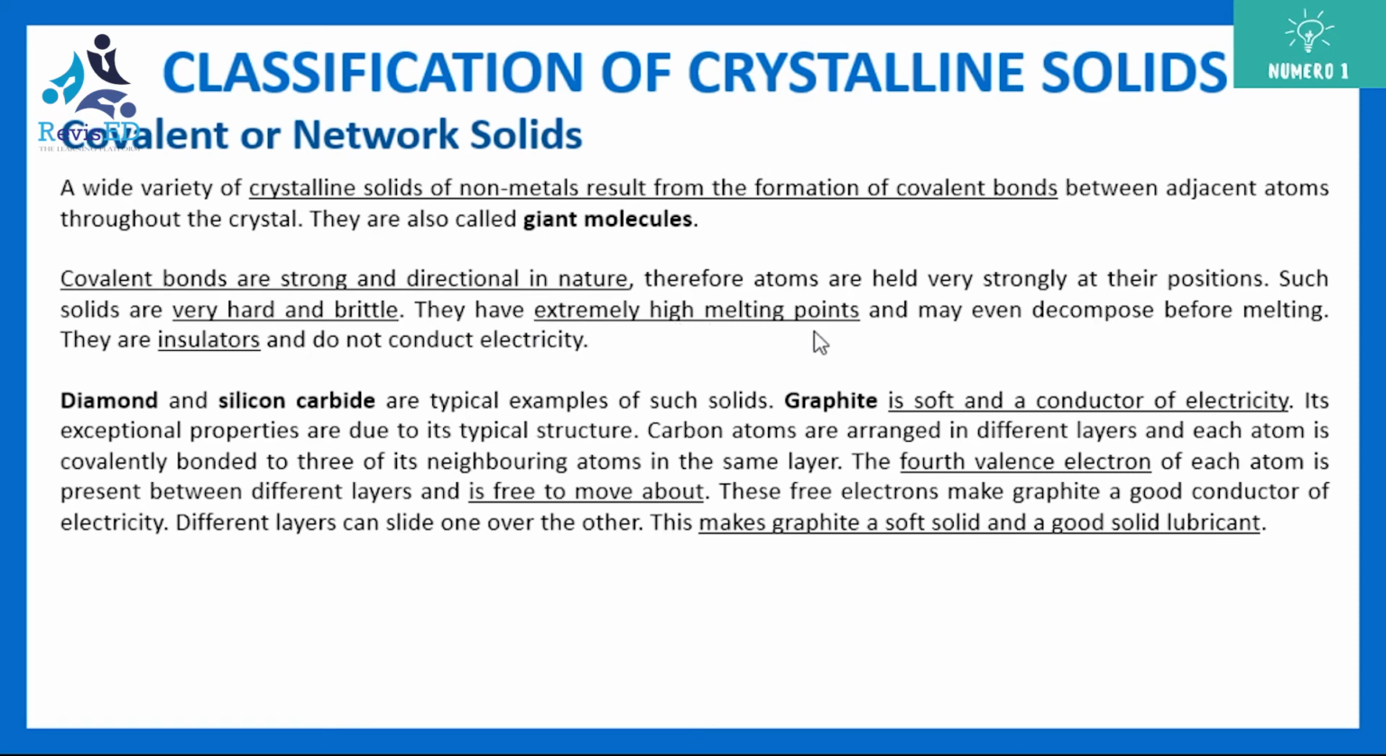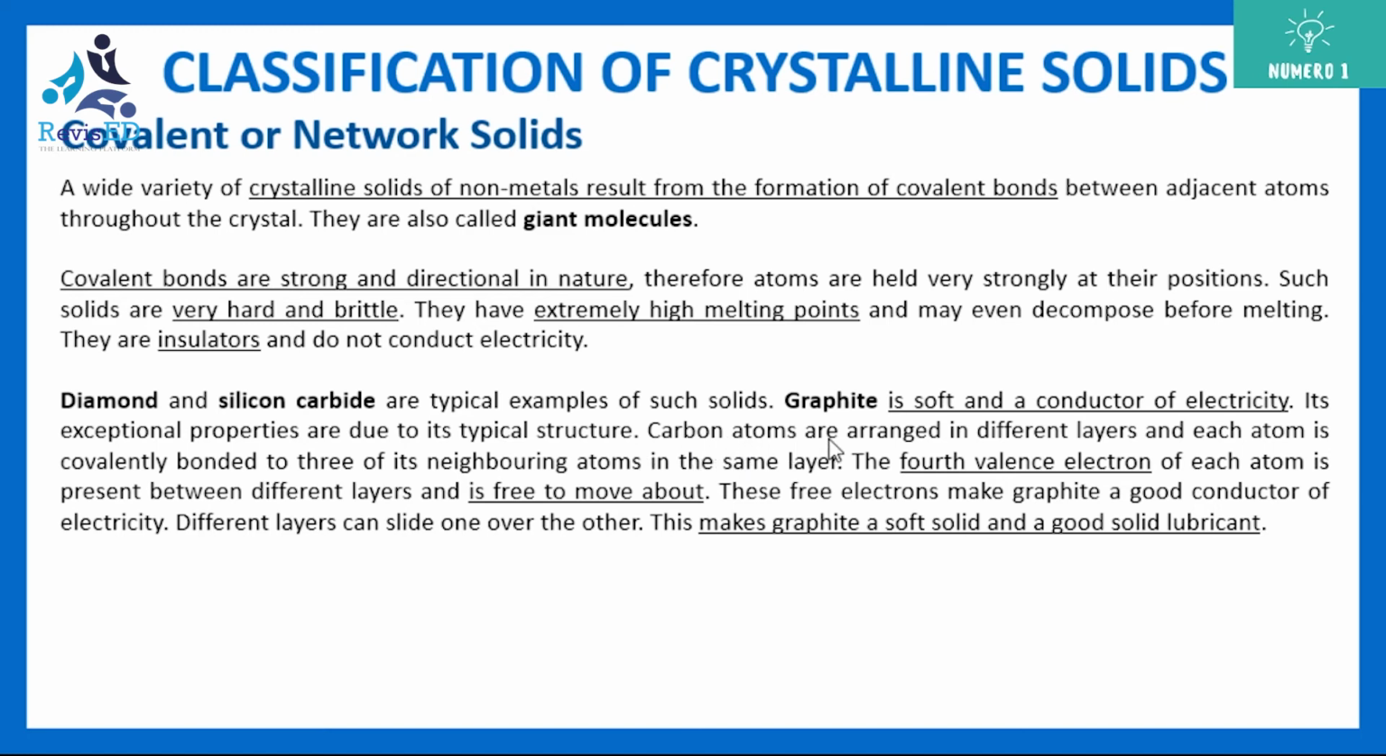They have extremely high melting points and may even decompose before melting. So they are insulators and do not conduct electricity. Typically they are insulators, but graphite is a special case which conducts electricity. Remember this part. Graphite is soft and a conductor of electricity. Its exceptional property, that is conduction of electricity, is due to its typical structure.